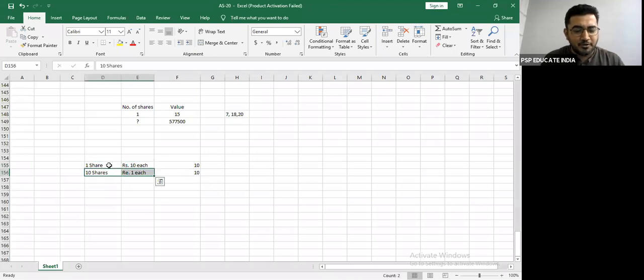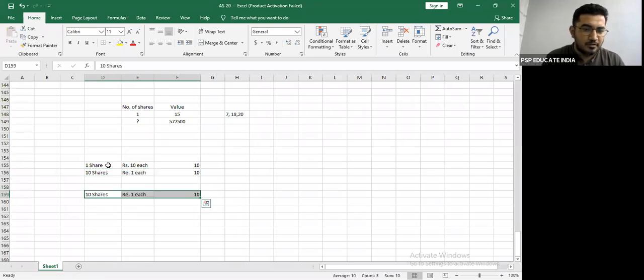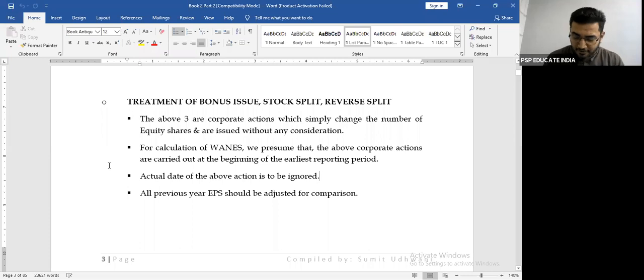After that, say for example, you have this as your situation: 10 shares of rupees 1 each. Now you make it one share of rupees 10 each. Again, this does not involve any consideration. Nothing changes. The value remains the same. However, there was a stock split already, and you did a reverse stock split. So this is typically a case of reverse stock split. Again, all these three, bonus, stock split and reverse stock split, are corporate actions that do not involve any consideration. Therefore, the actual date of these actions is to be ignored, and you will always take the earliest reporting period.